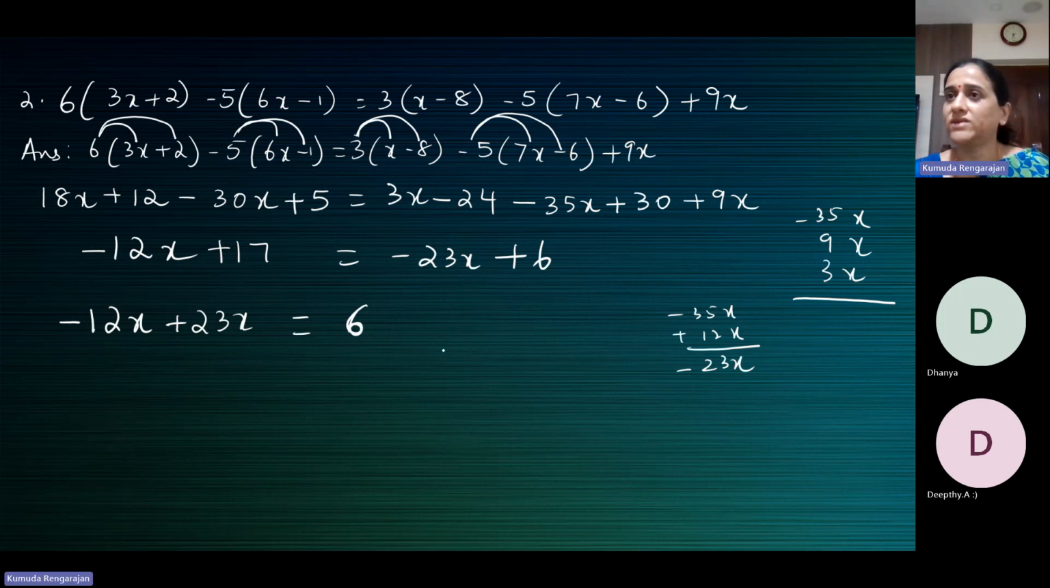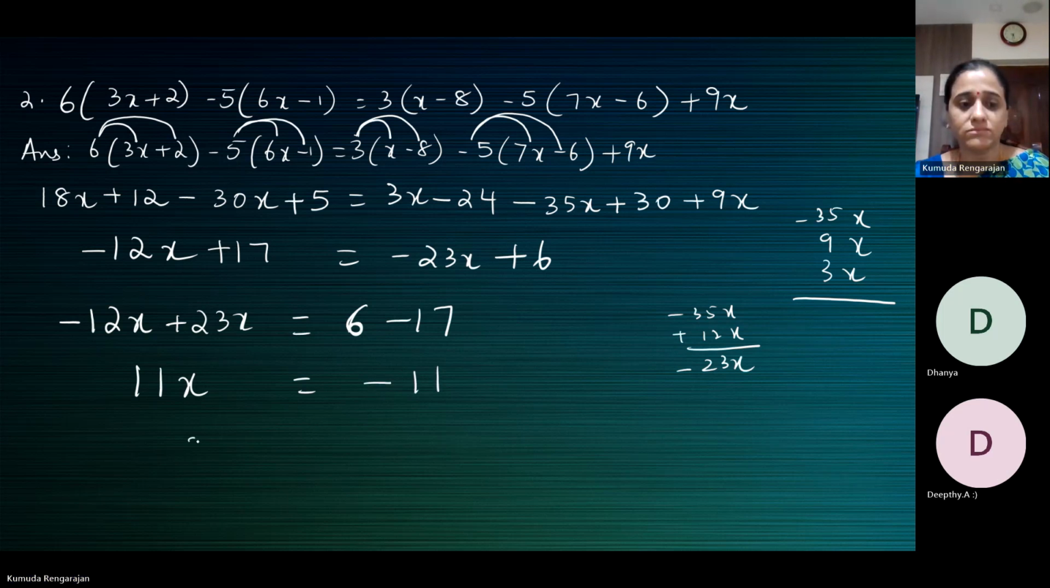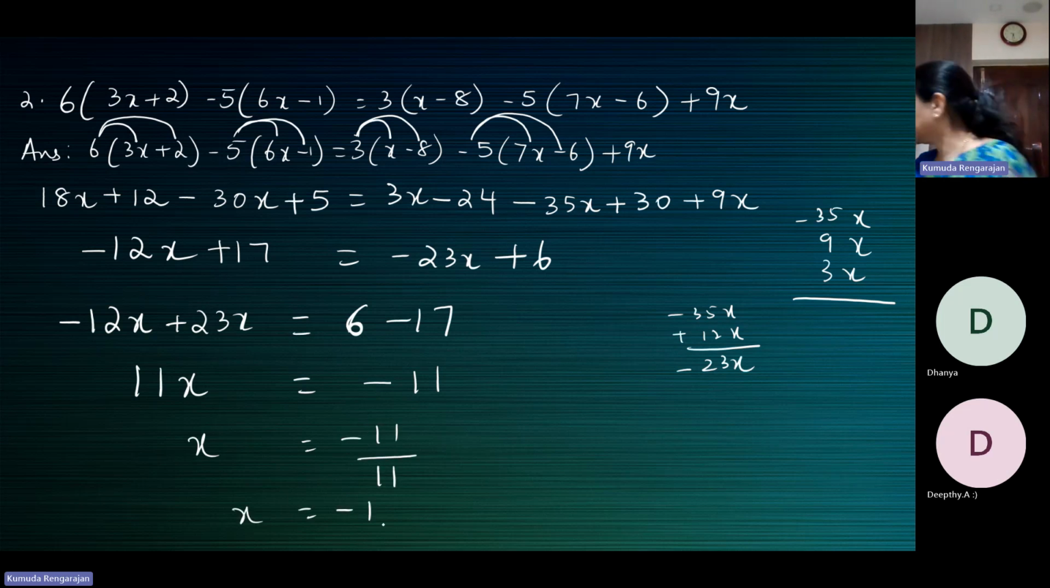Now who's going to come to this side? Plus 17, to the other side as minus 17. Now different signs, subtract 23 and 12. If you subtract, you'll get 11. And put the sign of the greater number. Plus is equal to 6 minus 17. Minus 11. X is equal to minus 7 by 11. X is equal to minus 1. Okay?